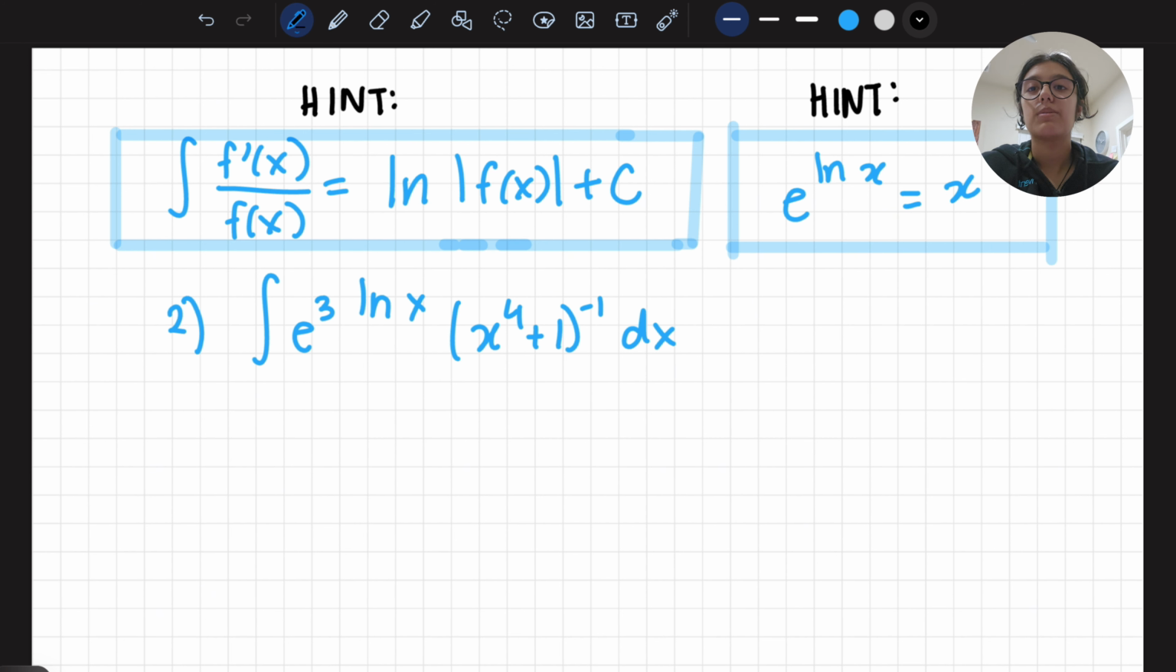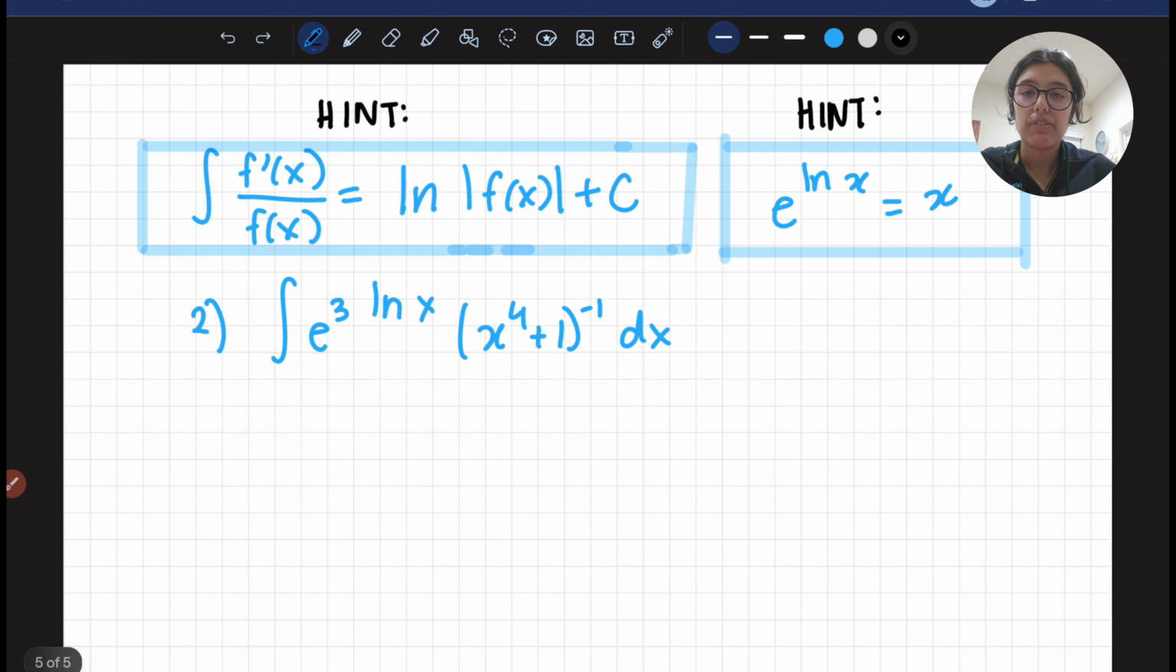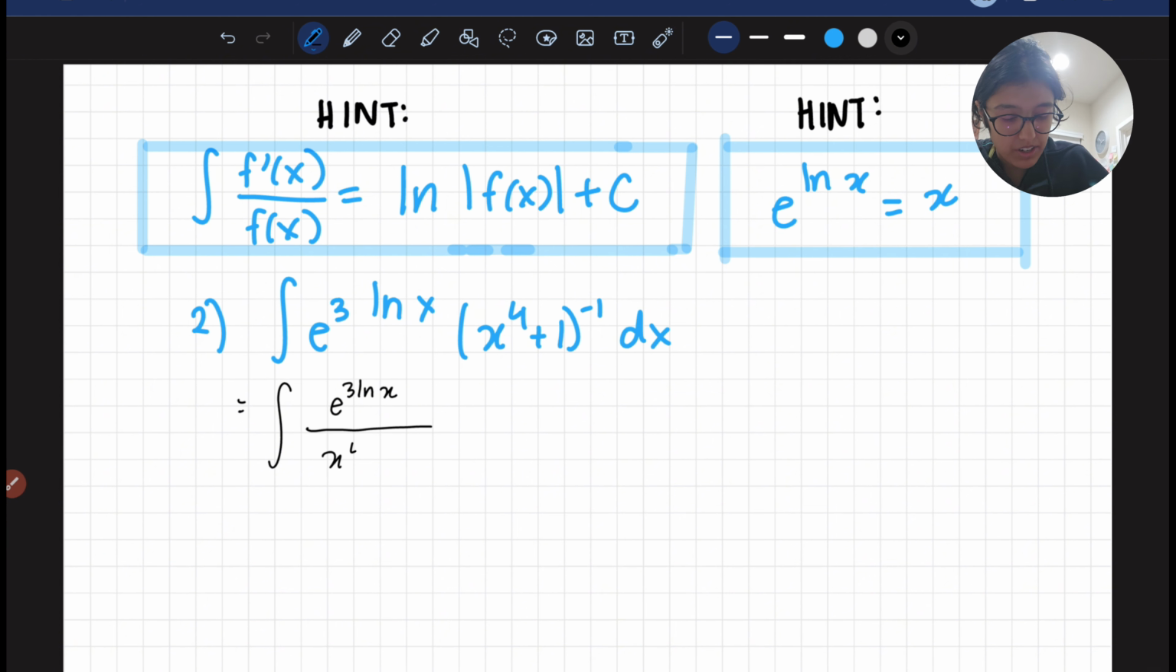Once again, we're going to apply u-substitution to simplify the integral first, and then we're going to apply this theorem in order to actually solve the integral. But first, I want to simplify this integral. I don't really like the -1 exponent, so I'm going to rewrite this integral as the integral of e to the power of 3 natural log of x over x to the power of 4 plus 1 dx.